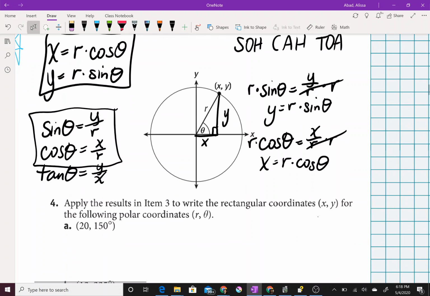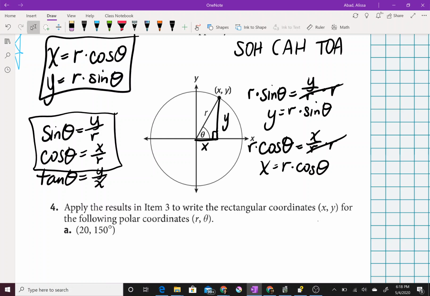So I'm just going to use this one example here, and then you'll be able to practice for that part of your assignment. Write the rectangular coordinates for these polar coordinates: 20, 150 degrees. So this is my r, this is my theta. I'm going to use the formula to find out what x is equal to and also what y is equal to. If x is equal to r times cosine of theta, then that's substituting 20 for r and 150 for theta. So I have 20 times cosine of 150.